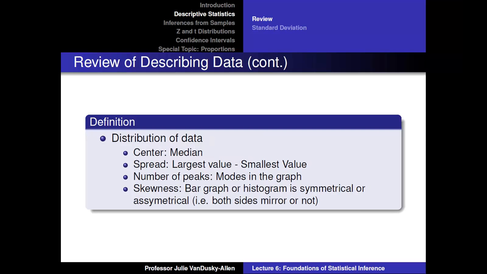And when we describe how a variable is distributed in a bar graph or histogram, we describe its center, its spread, the number of peaks, and the skewness. The center is just the median. The spread is the largest value minus the smallest value. The number of peaks is the number of peaks in the graph. And the skewness tells us whether the bar graph or histogram is symmetrical or not, or whether both halves of the graph mirror one another or not.